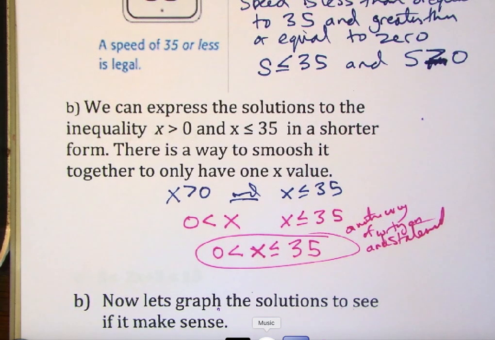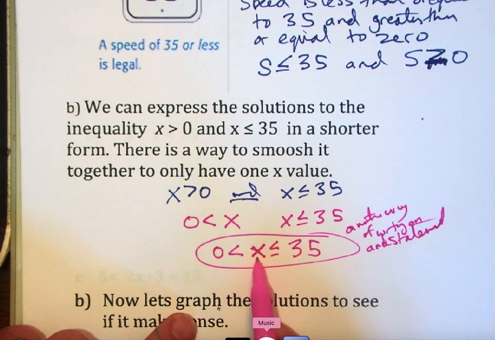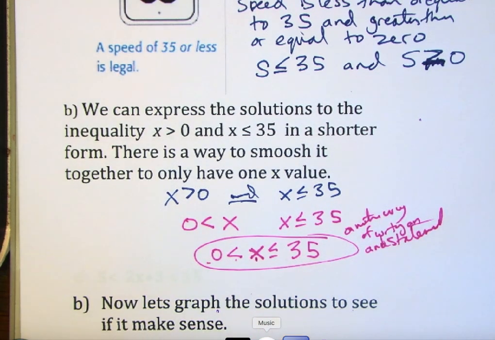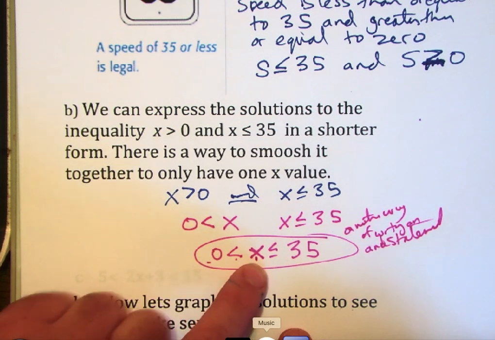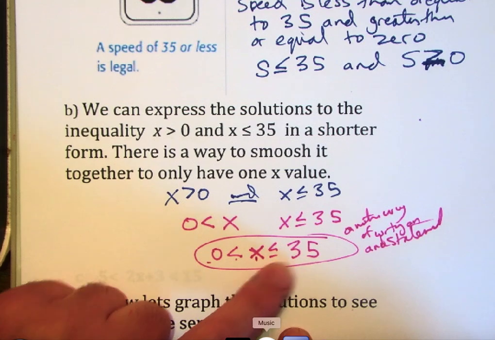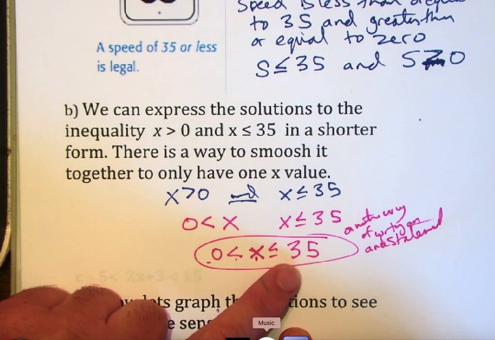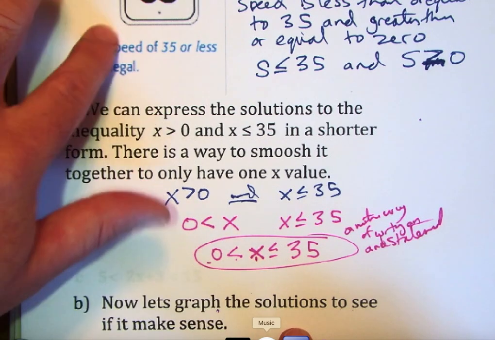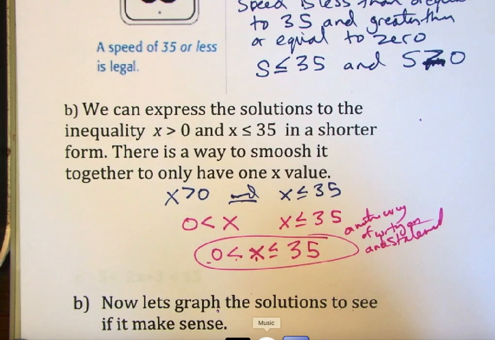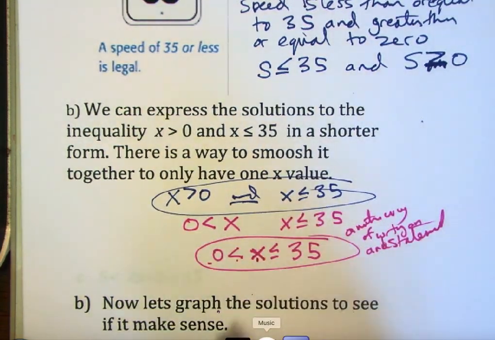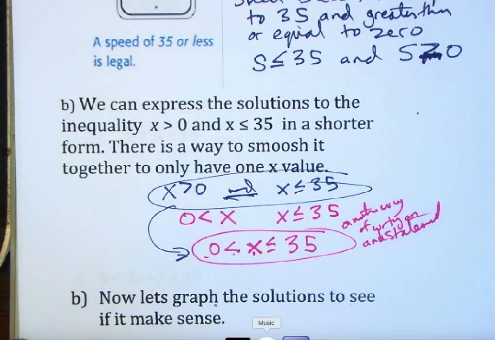So we're allowed to move them and squish them together to say that 0 is less than x, which is less than or equal to 35. And we can check. If I put 34 in here, does it work? Is 0 less than 34? Yes. Is 34 less than or equal to 35? Yes. So 34 works. What if you're going 30? Is 0 less than 30? Yes. Is 30 less than or equal to 35? Yes. So there are two ways to write and statements: like this with the word and, or like this down here by smushing them together.